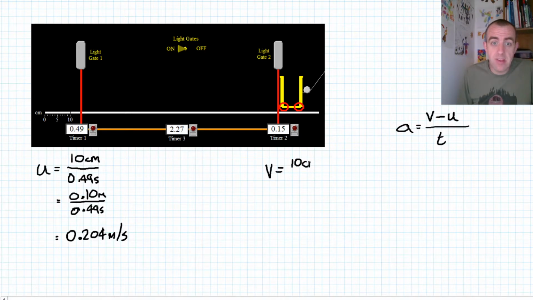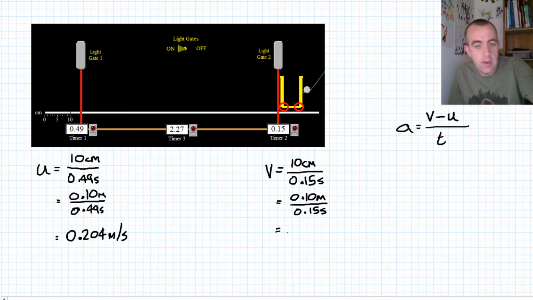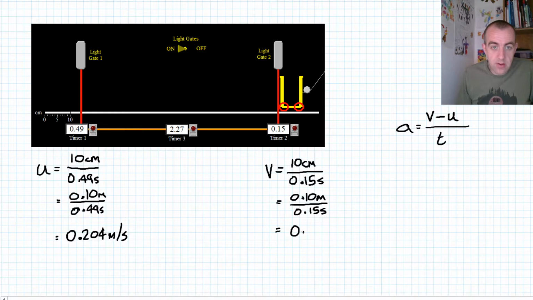It's the same 10 centimetres distance because the car is the same width, but the time is now much less, 0.15 seconds. Again, GCSE students often find it easier to convert at this stage into metres, and our time is 0.15 seconds, and that gives us a final velocity equal to 0.667 metres per second.